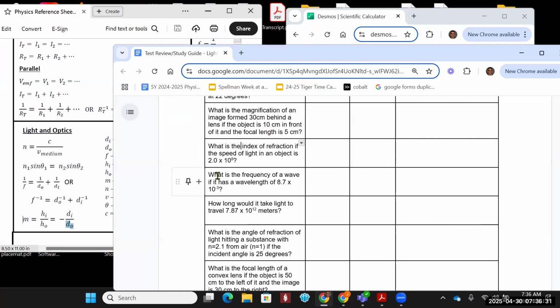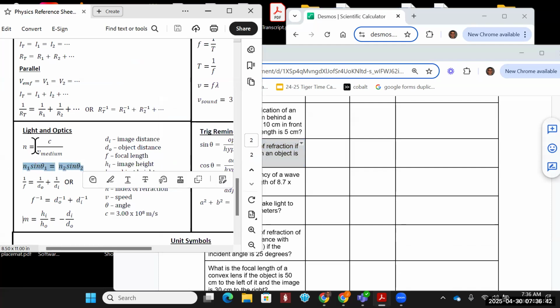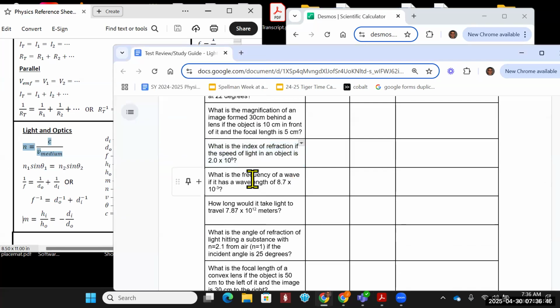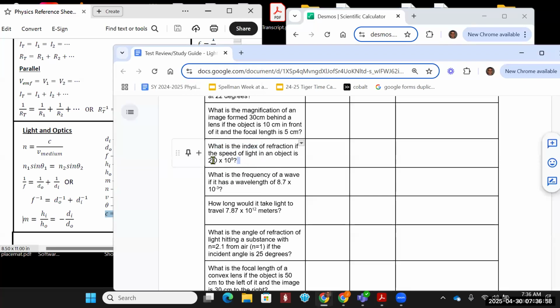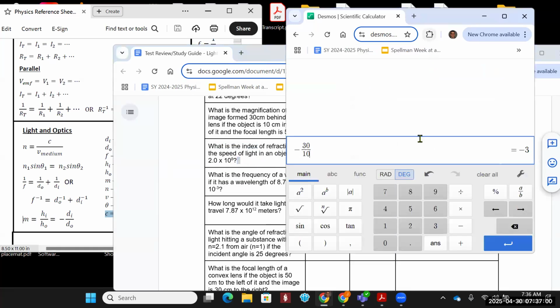Third one. What's the index of refraction if the speed of light in an object is 2 times 10 to the 8th? And again, index of refraction shows up in a couple places. You're only going to use this formula if there's angles, though. There's no angles on this one, so we're going to use this formula. And again, it says we're trying to find the index of refraction, so we're trying to solve for n. C is 3 times 10 to the 8th, and it's telling us the other number is 2 times 10 to the 8th, so we could put both of those in our Desmos calculator.